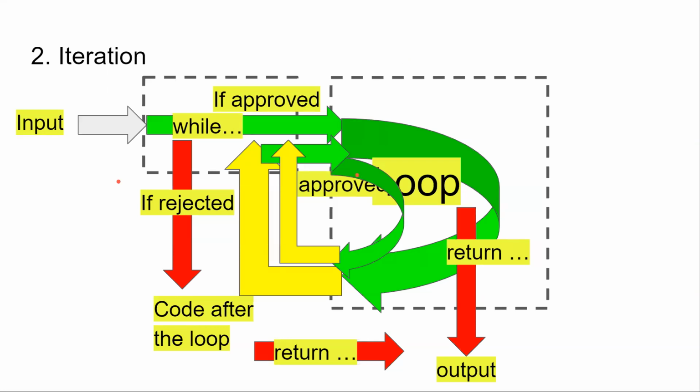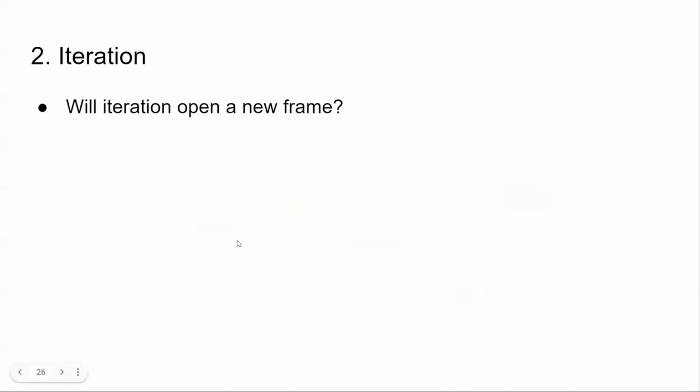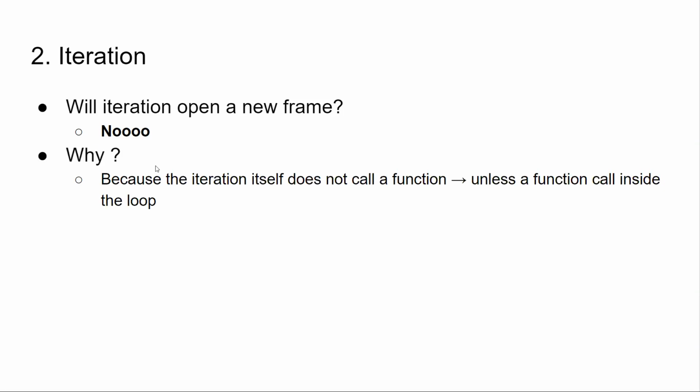Okay. So let's see. Will iteration open a new frame? No, not at all. Why is that? Because iteration itself does not call a function. Unless you have a function call inside the while loop or in the condition part, then you open a new frame. If you don't have a function call inside the while loop, it will not open a new frame.